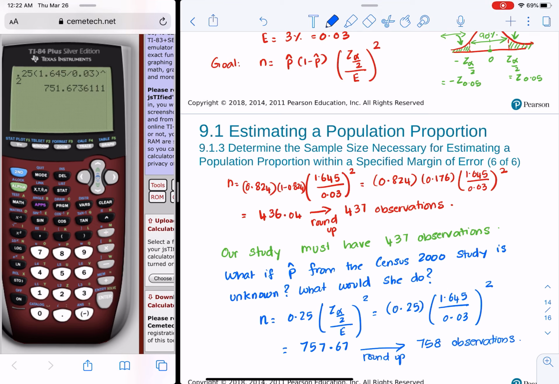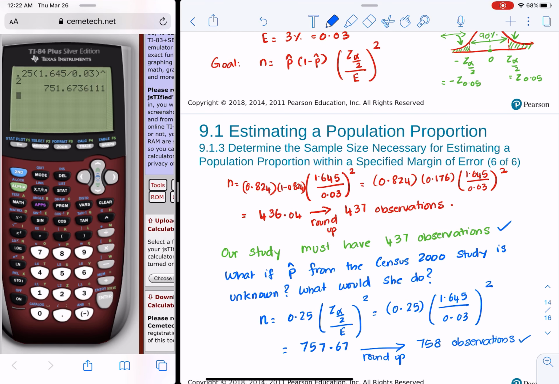Now, as you can see, if we have prior knowledge, it is very likely that we need a smaller sample size because we know something already. So we have prior information and we are trying to get new information about the population proportion. So we need fewer observations, hence if we look up here, we needed only 437 observations, but if we don't have prior information, we need more data, hence there we have 758 observations required for the study.